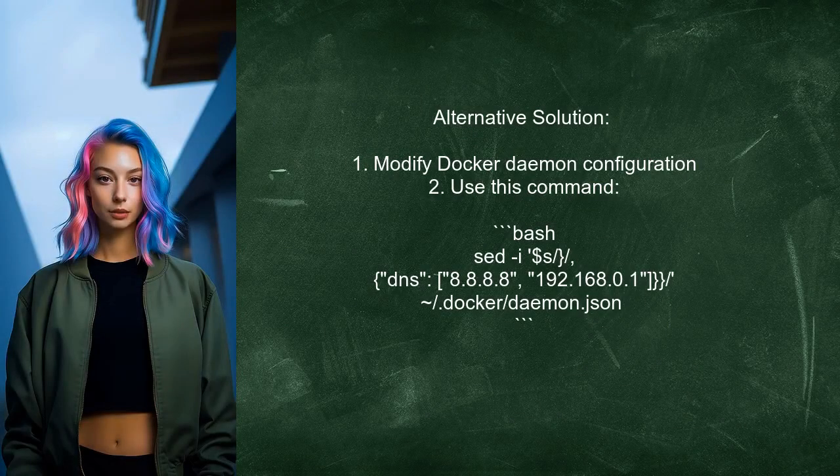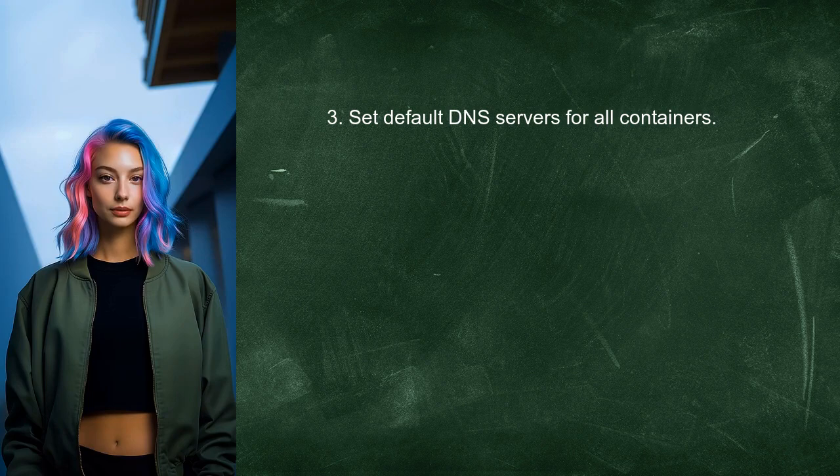One alternative solution is to modify the Docker daemon configuration directly. You can do this with a single command. This command updates the daemon.json file to set your preferred DNS servers for all containers.